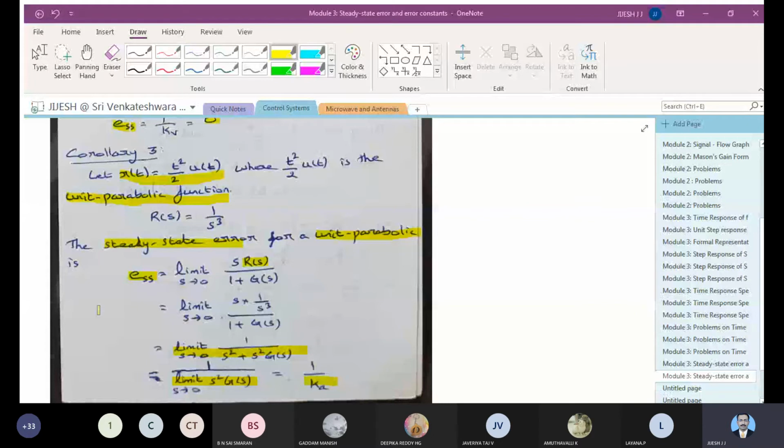So all of you have completed this equation for ESS as 1 by K. Have you completed? Yes, sir. Okay, we will proceed further then. We will see what the different type 0, type 1 and type 2 responses are for this unit parabolic function.